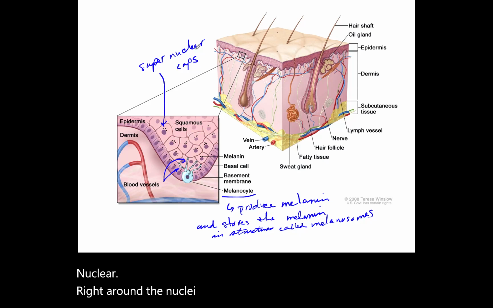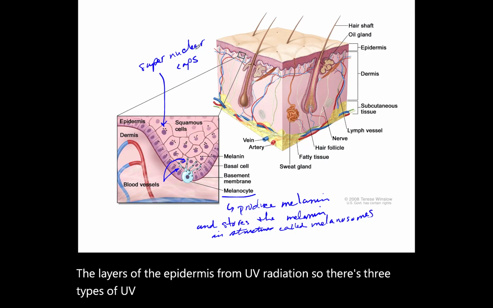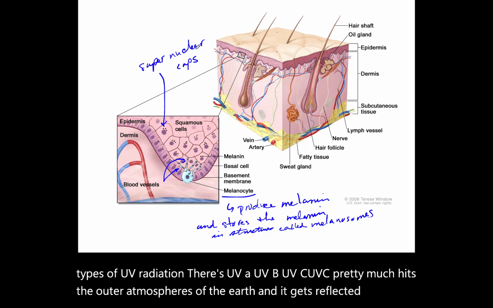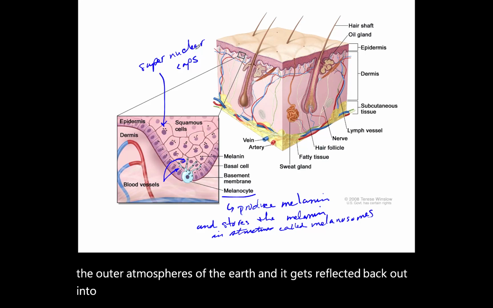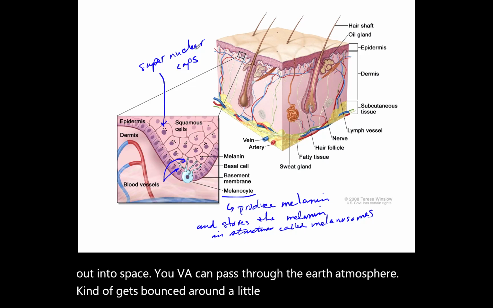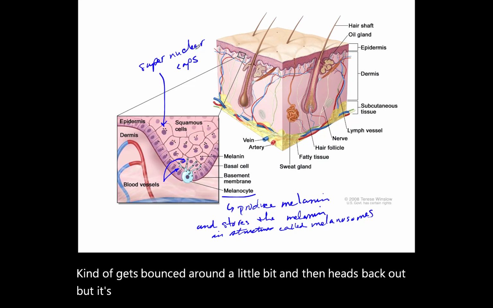Now, what's the importance of these supernuclear caps? Well, melanin is designed to protect the layers of the epidermis from UV radiation. So there's three types of UV radiation. There's UVA, UVB, UVC. UVC pretty much hits the outer atmosphere of the Earth, and it gets reflected back out into space. UVA can pass through the Earth's atmosphere, kind of gets bounced around a little bit and then heads back out. But it's UVB that we are most concerned about.